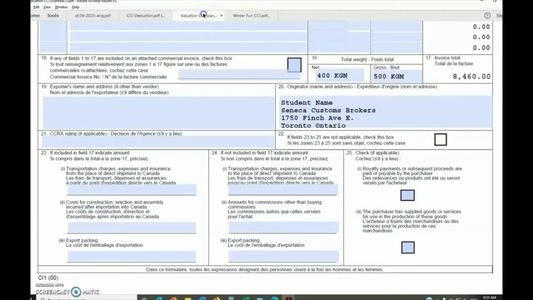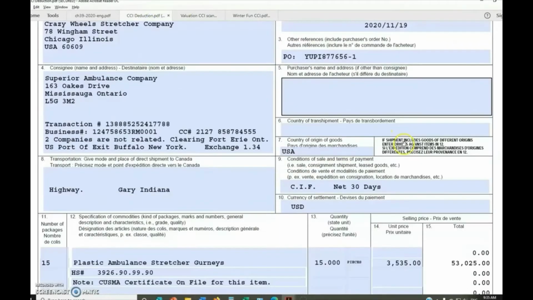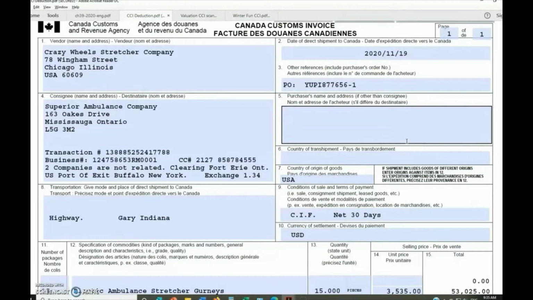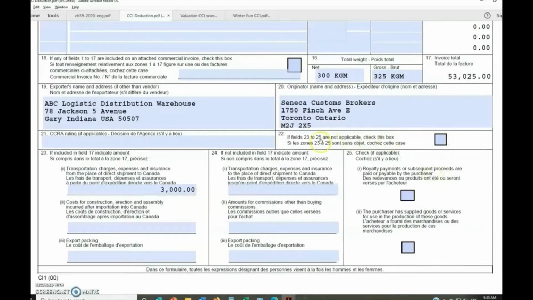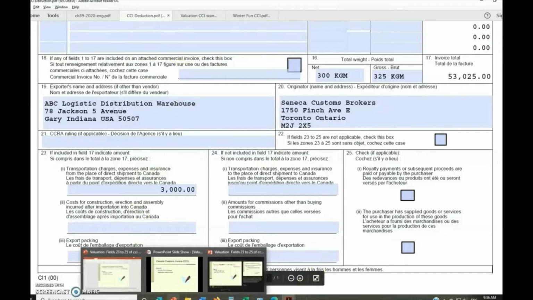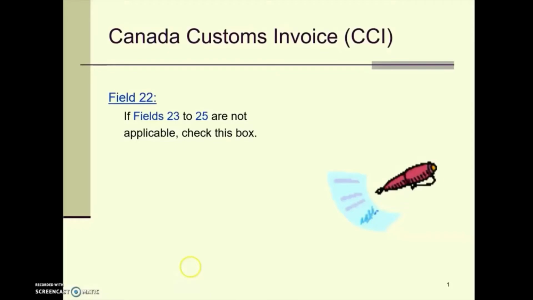Okay, such as in this particular situation here. This is a Canada Customs invoice. You're going to be making a B3 on this particular one. You'll notice down at the bottom, it says that field 22 is not checked. And you'll also notice that one of the fields down here, field 23I, is completed and it has an amount in there. So what we're going to talk about this week are what these fields mean and what you're going to do with them.